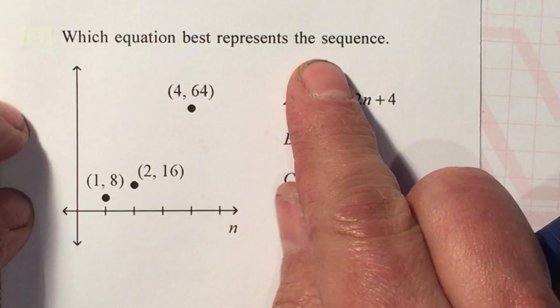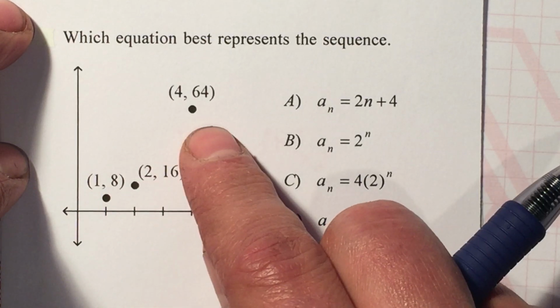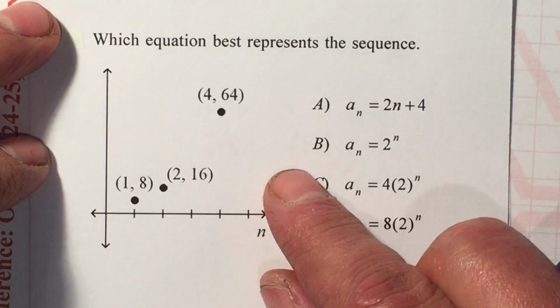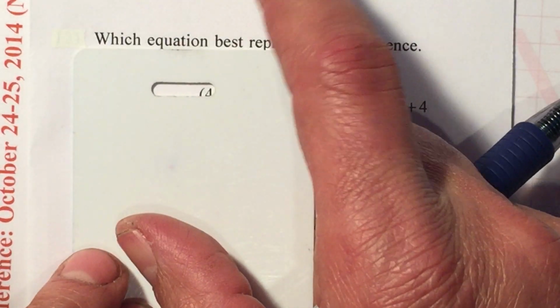Which best represents that sequence? And they give you three points: (1, 8), (2, 16), and (4, 64). For this problem, I expect you guys to be able to make an X and Y axis. So using your ID, go and make an X and Y axis on the left hand side or any space that you have on your paper.